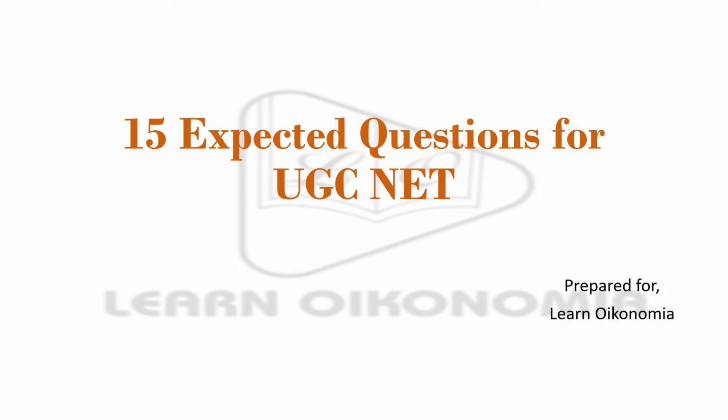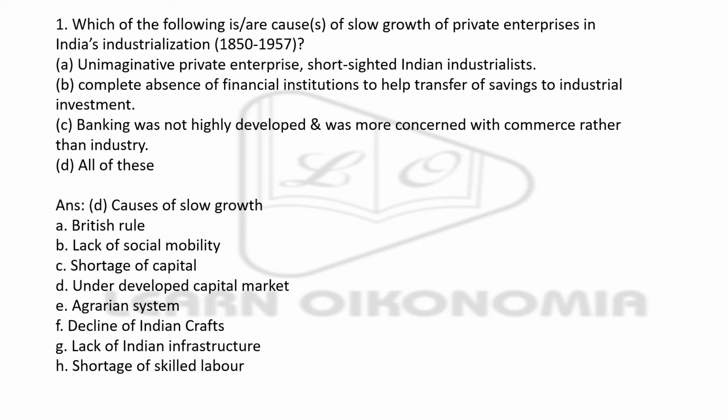Let's see 15 expected questions for UGC NET. Let's get started. Which of the following is or are causes of slow growth of private enterprises in India's industrialization from 1815 to 1957? This is a question and you are given four options.